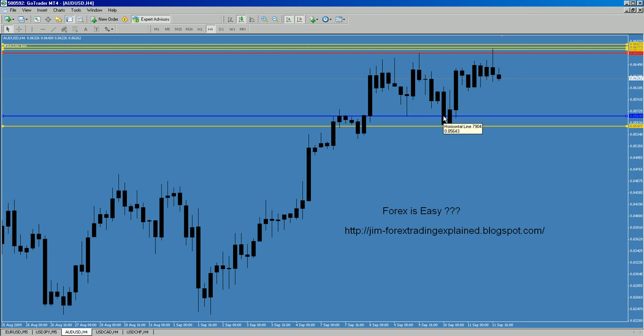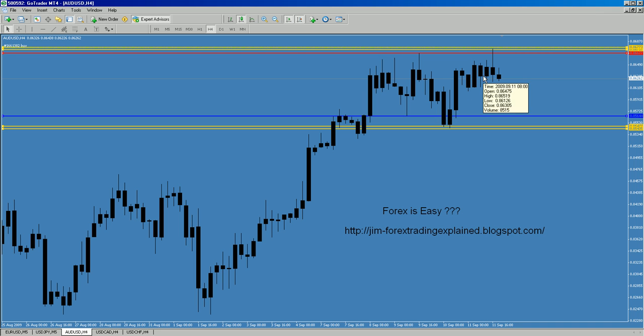So we're short at this level, our SAR's at that level, stop and reverse, which is 0.8677, which is a 122 pip gap risk between these two lines. So then we had another new low. Then the market just turned up and headed up. And there was nothing I could do. There's no way I could reduce my risk.